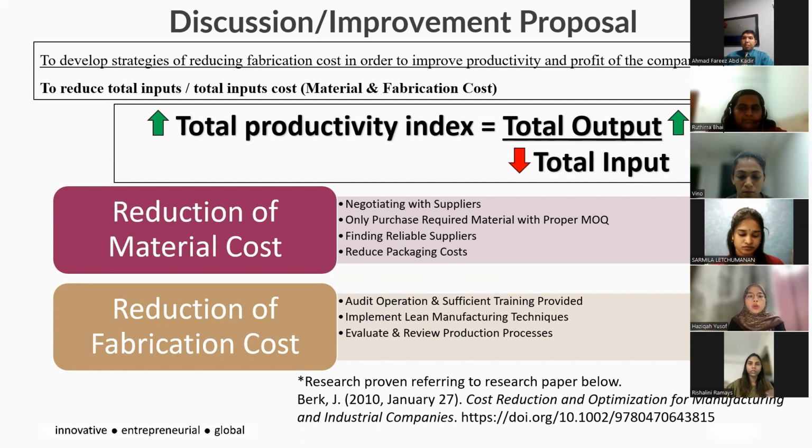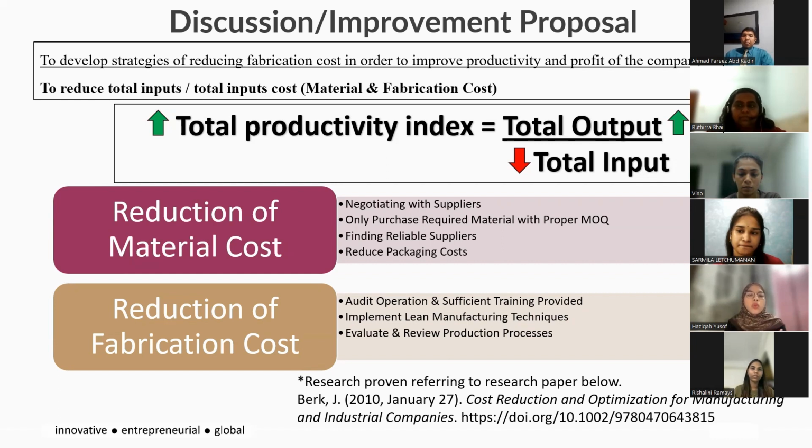So basically, total productivity index is equal to total output versus total input. If we want to increase our total productivity, we can try to reduce our total input. The first method that we can try in order to reduce our input is reduction of material costs, where we can try to negotiate with our suppliers. We can get a few discounts if we purchase with bulk orders, and then we only purchase the required material with proper minimum order quantity.